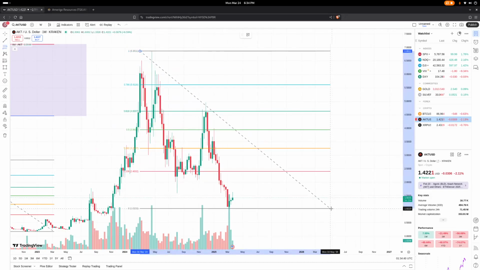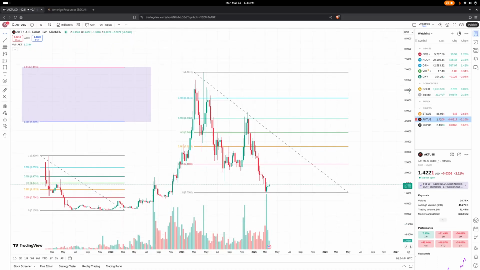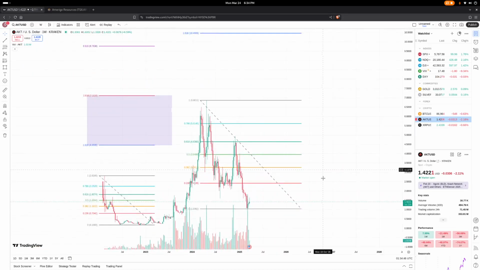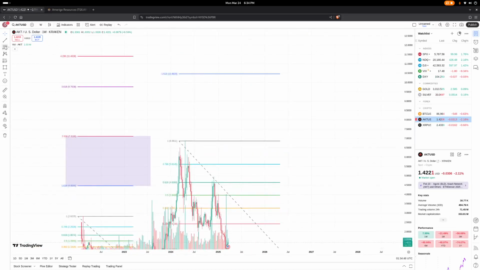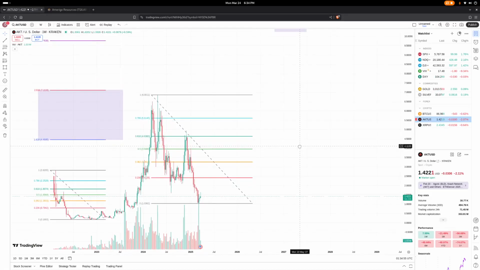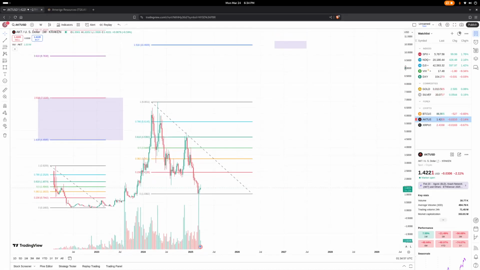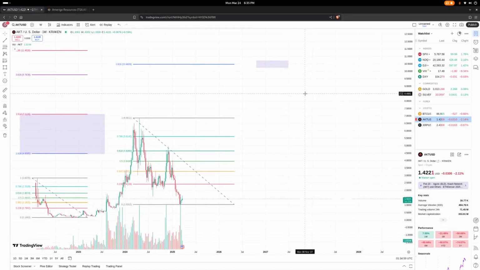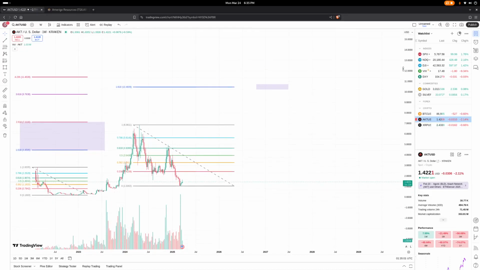If you look at this as one cycle, $10 here. So I want to buy under $1. That would be really nice.